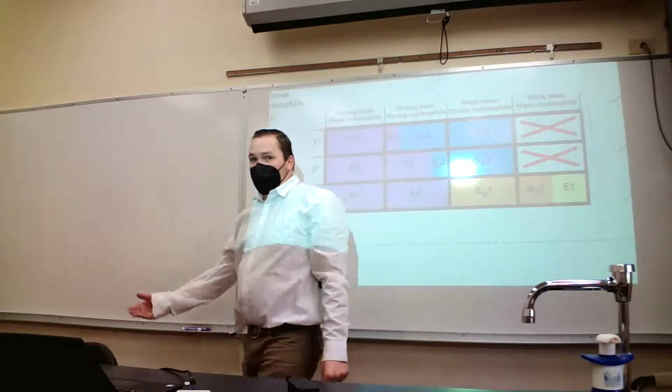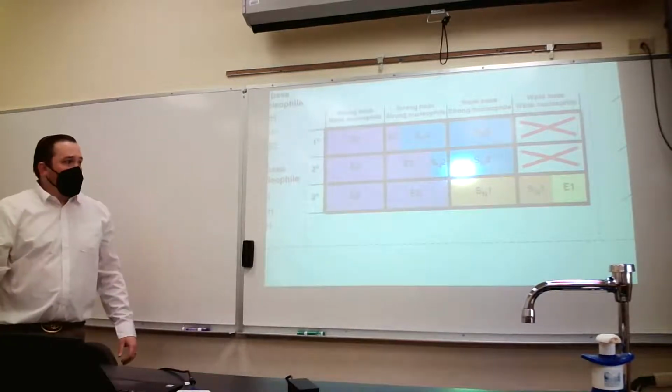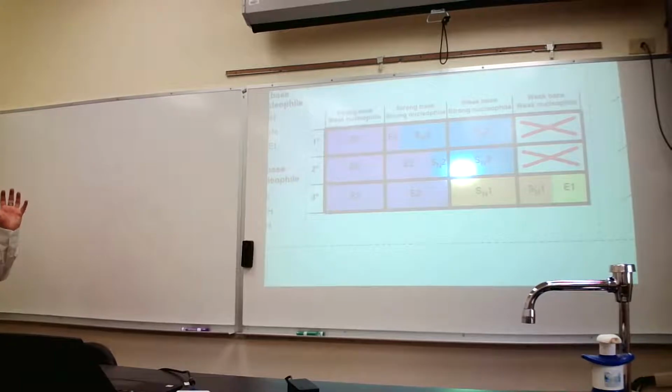It's still going to be first order. But with a polar protic solvent, you can still get it to react, and you would still get some product that way. It would be a mixture of E1 and SN1.